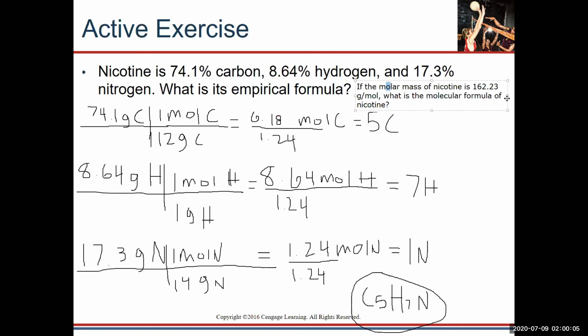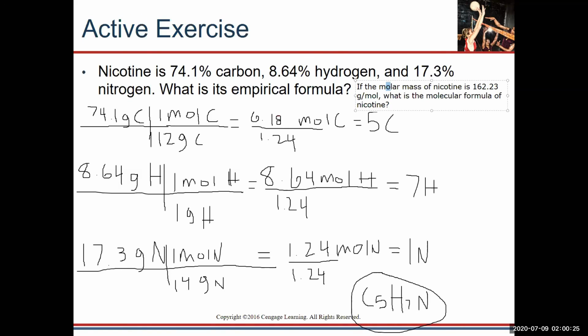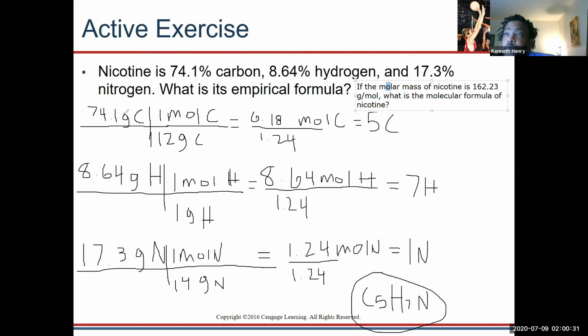Yeah, you did. So if this is the empirical formula that's circled at the bottom, how would I calculate the molar mass of the empirical formula? Come on, wipe off those cobwebs. It was just yesterday. Could you multiply? What was that? Could you multiply? Multiply by what?